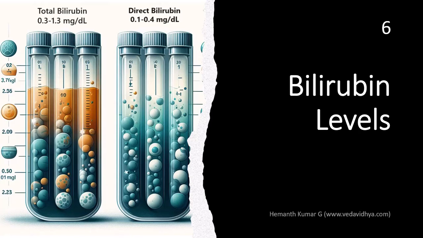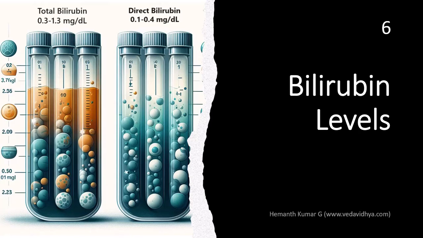Bilirubin is a yellow compound that occurs in the body during the normal breakdown of RBC, red blood cells. It travels to the liver where it's processed and eventually excreted in bile. Let me repeat, bilirubin is a yellow compound that occurs in the body during the normal breakdown of red blood cells. It travels into the liver where it's processed and eventually excreted in bile.